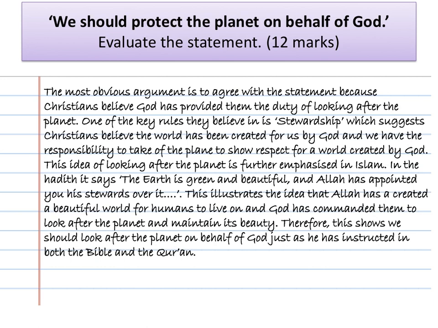This idea of looking after the planet is further emphasised in Islam. In the Hadith it says, "The earth is green and beautiful, and Allah has appointed you his stewards over it." This illustrates the idea that Allah has created a beautiful world for humans to live on, and that God has commanded them to look after the planet and maintain its beauty. Therefore, this shows that we should look after the planet on behalf of God, as he has instructed us both in the Bible and the Quran.